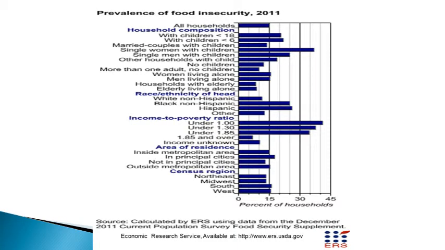And so now this is also from the 2011 data, and you can see here that single women with children have, this shows the percent of households that are food insecure. So you can see the bars that are largest. These are the single women with children.